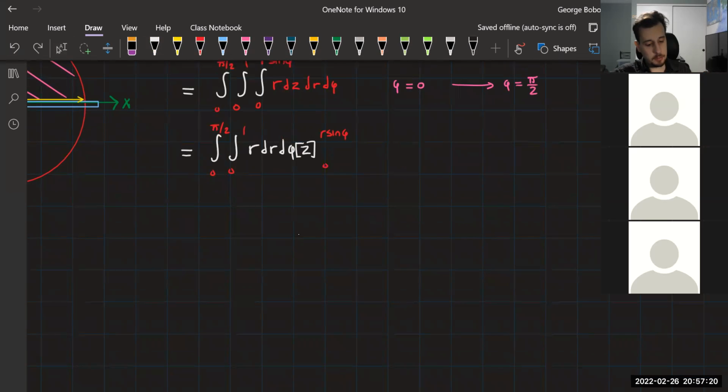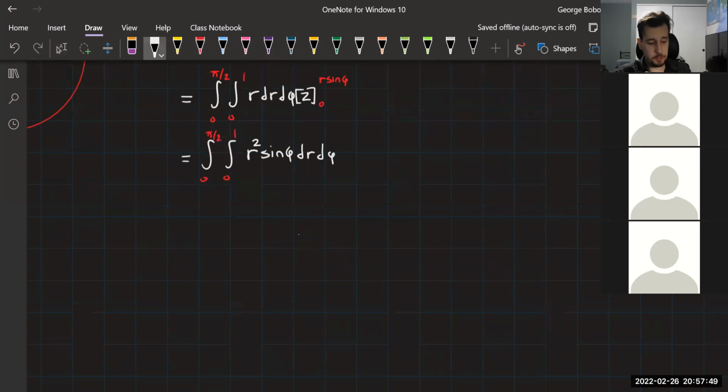So in the next iteration, we have r squared sine phi dr d phi. Now we can split this integral, by the way, because it doesn't have any variables in the bounds, right? So know when you can do that and know when you can't. This is free. So I'll do the sine integral on its own, and I'll do the r integral on its own, like that.